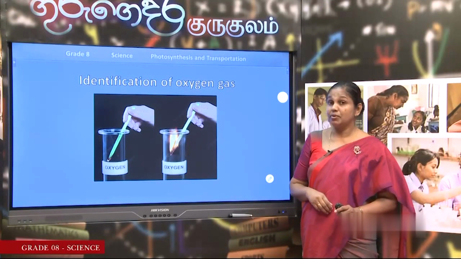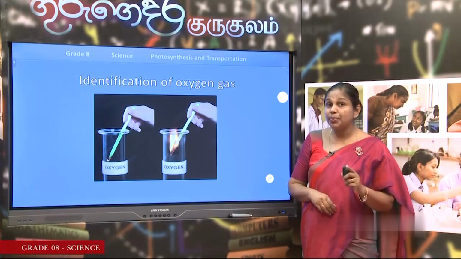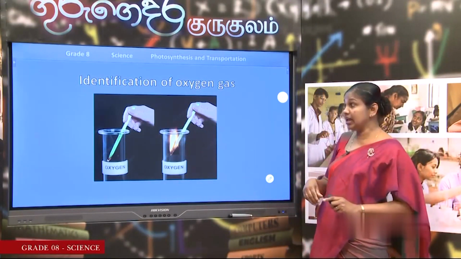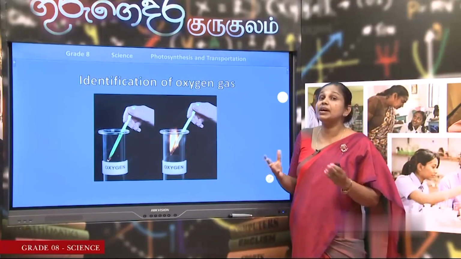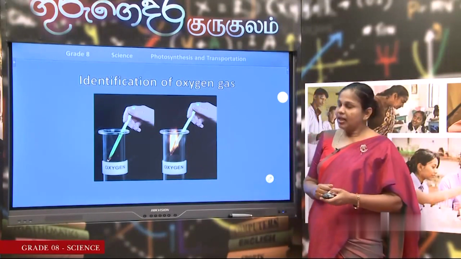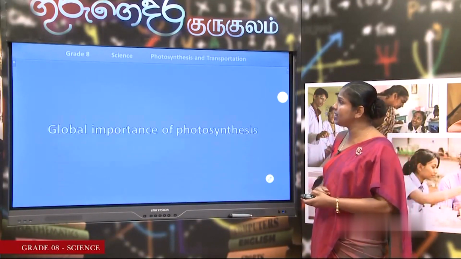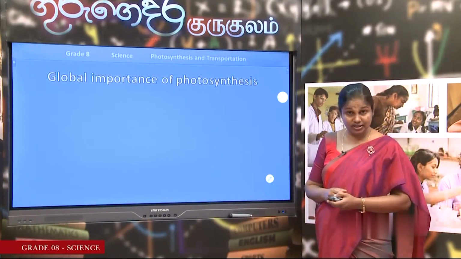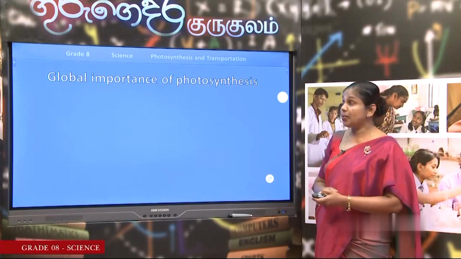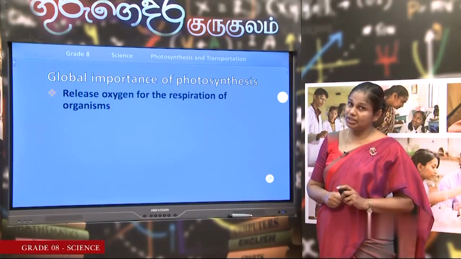Understood, children? We have learned that oxygen gas is the supporter of combustion. Because it supports combustion, it reignites, reburns with a brighter flame here. Okay, then this is the complete process of photosynthesis, children. Now, we are going to learn the global importance of the process of photosynthesis.